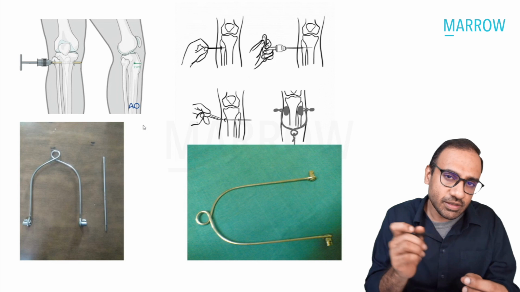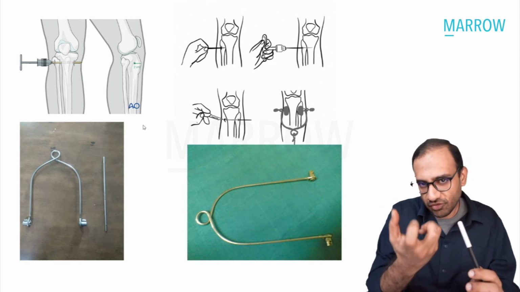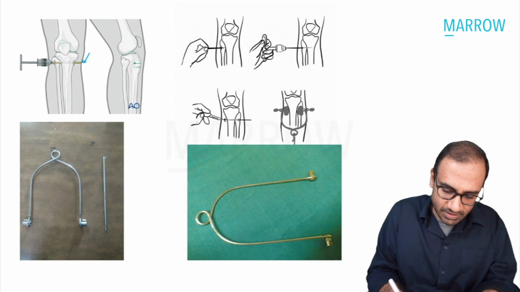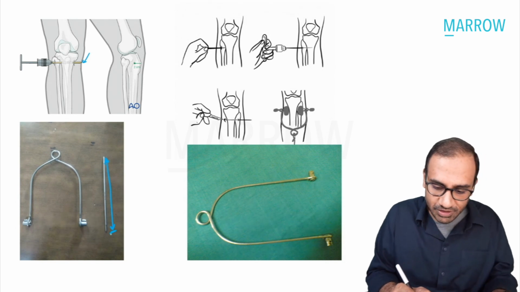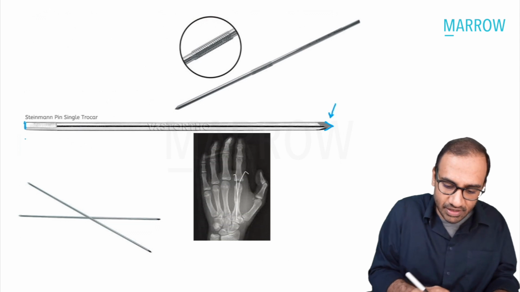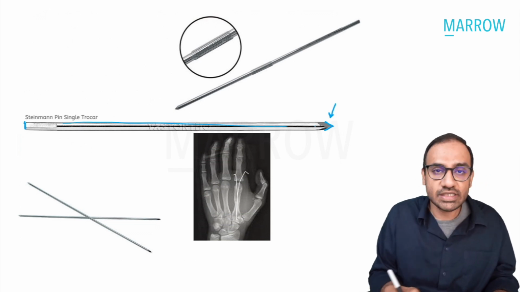Okay, so what is the pin that you use to put into the tibia for the traction? This pin is called the Steinman pin. It's a smooth pin. One side is trocar, the other side is flat. Let me show you the image here. This is the Steinman pin. One side is trocar, the other side is flat, and it's a smooth pin.